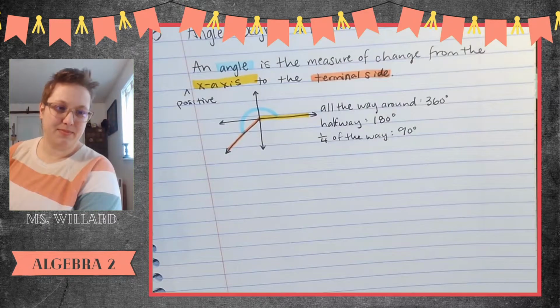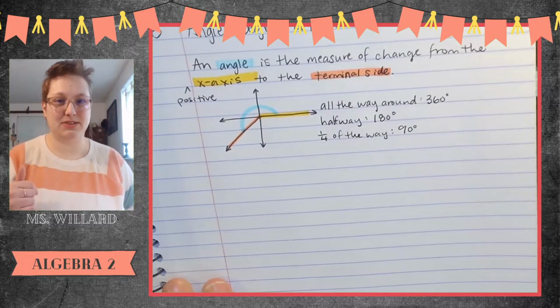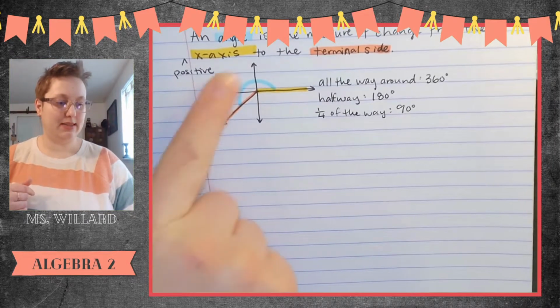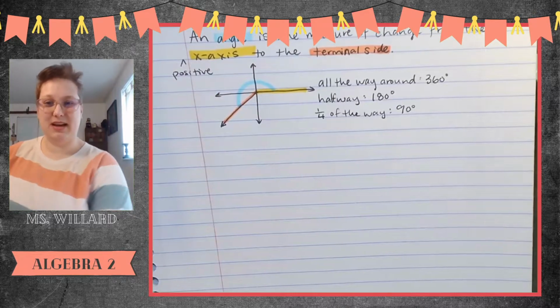That all the way around is 360 degrees, so halfway would be 180, and then a quarter of the way would be 90. So let's just have that down in our notes.